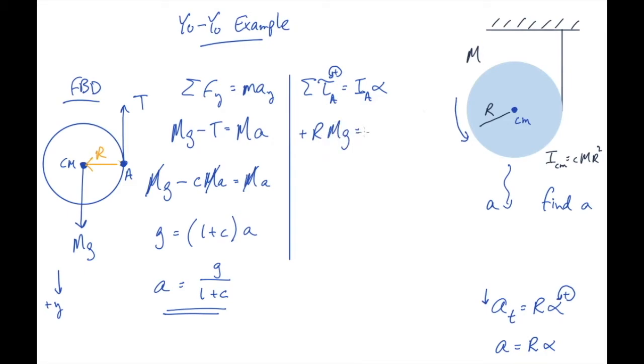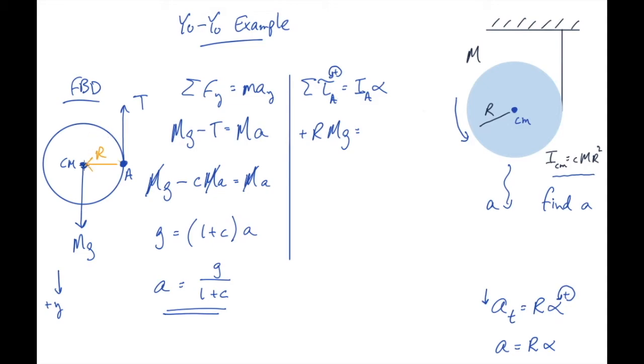And that's going to equal the moment of inertia times alpha. Now here's the tricky thing to watch out for in this method. This is the moment of inertia of the yo-yo about this point. What we were given is the moment of inertia about the center of mass.